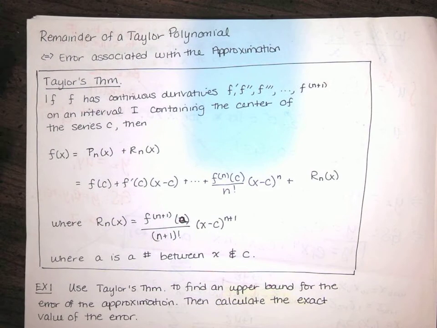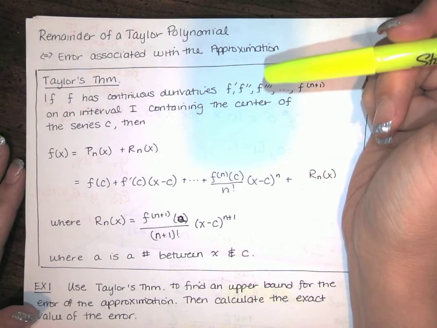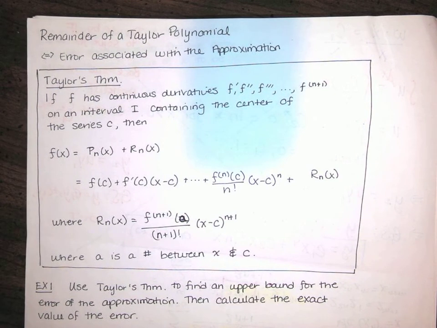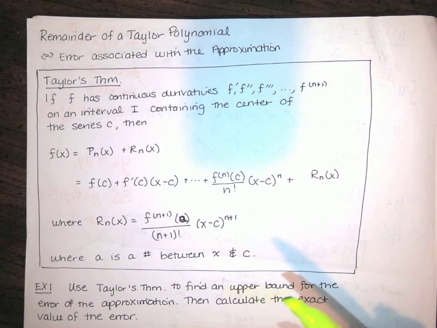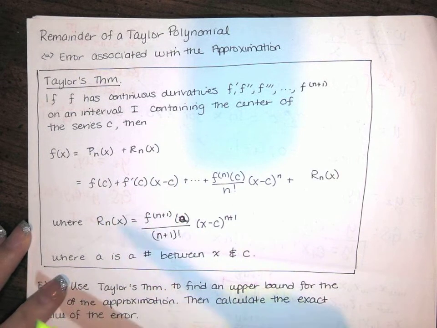Welcome back, guys. In this video we're discussing the remainder of the Taylor polynomial. In other words, the error associated with an approximation. In the last several videos, actually in pretty much all of the videos about power series and Taylor series, we've talked about taking a part of that Taylor series, just a truncated version of that, the partial sums of our Taylor series, those are Taylor polynomials, and using those to approximate the function.